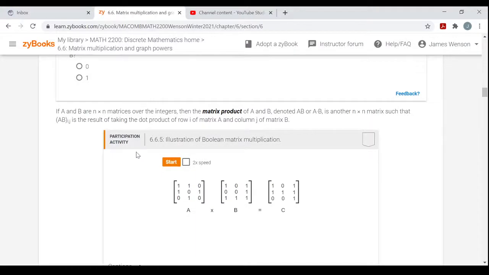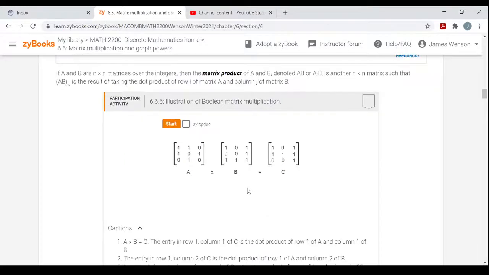All right, so as I mentioned, if A and B are n by n matrices over the integers, then the matrix product of A and B, denoted A times B or A dot B, is another n by n matrix such that the entry (I, J) is the result of taking the dot product of row I of matrix A and column J of matrix B. I just went over all this. All right, so here's another example. You can read through how they got matrix C here.